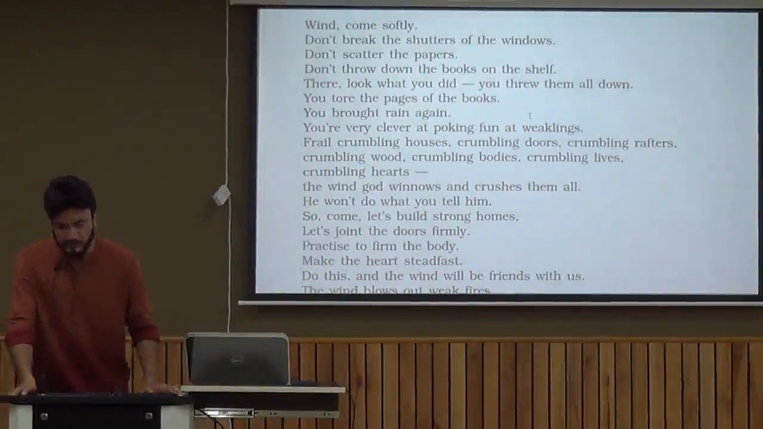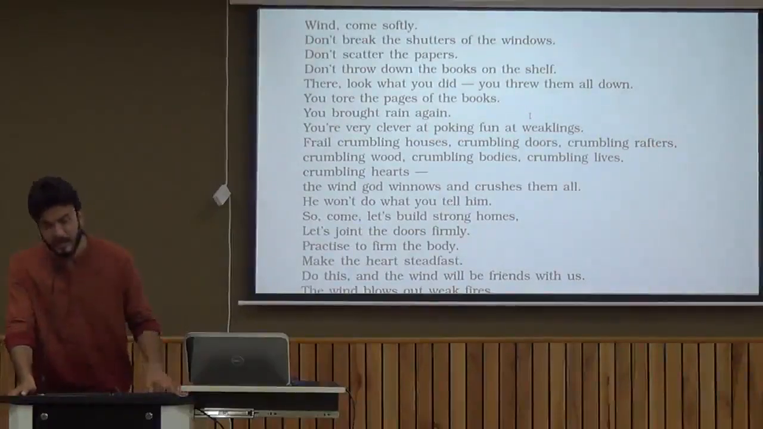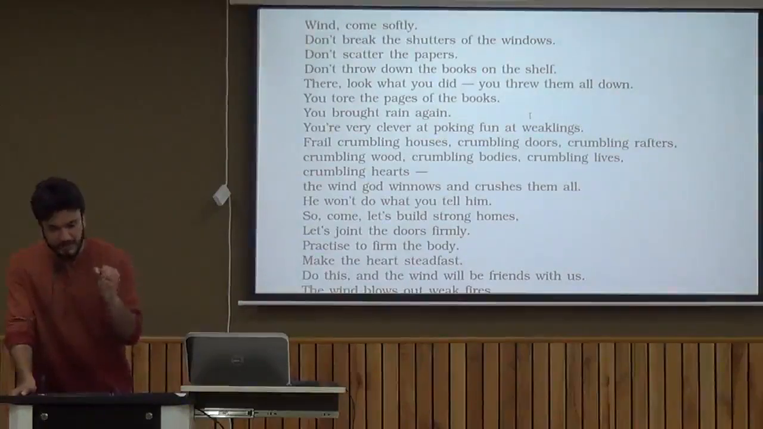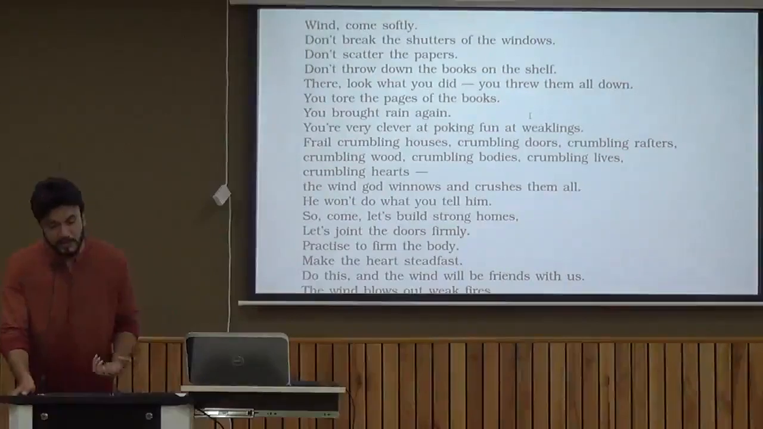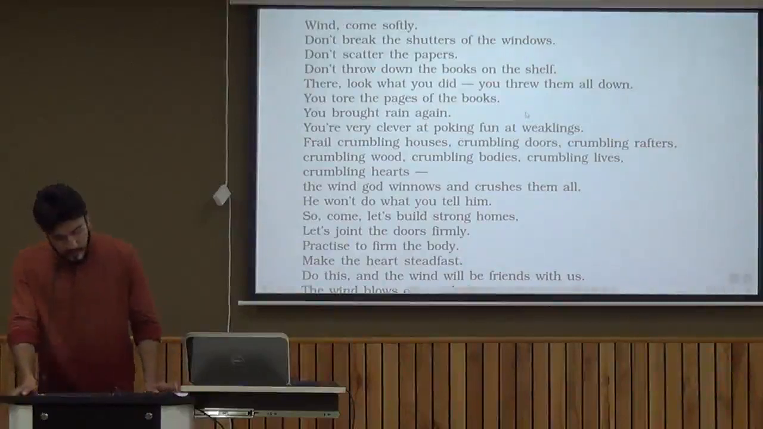Frail crumbling houses, crumbling doors, crumbling rafters, crumbling wood, crumbling bodies, crumbling lives, crumbling hearts. A lot of emphasis is on the word crumbling. Crumbling itself means when a thing breaks down into various small, minute pieces, crumbling. Frail, weaklings, crumbling, everything denotes that something or someone is really weak. Frail, very weak, fragile, which can break easily, which is brittle. The wind god winnows and crushes them all.